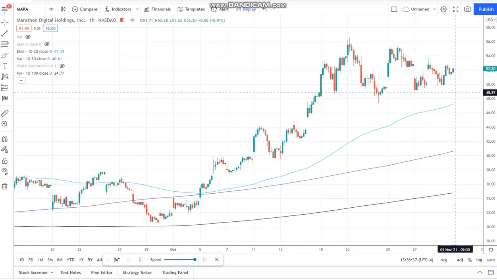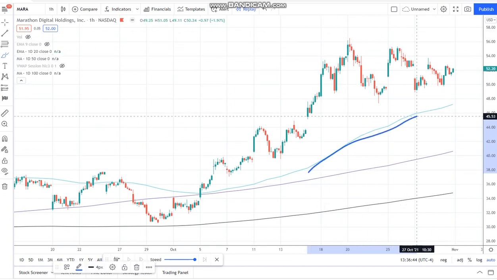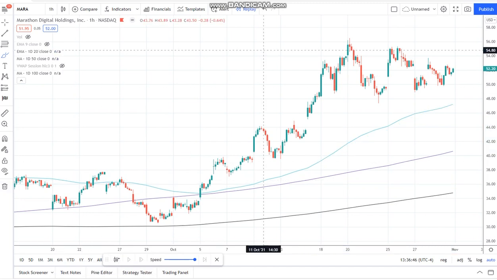Now it's consolidating. Is it normal? Very normal, right? Very normal. Because why? It needs time for the EMA 20 to catch up. So this is a good thing for the stock.